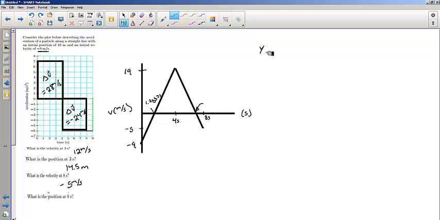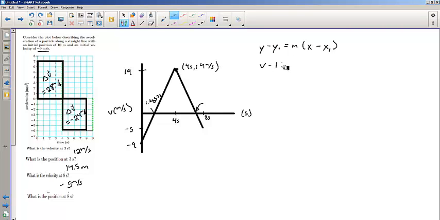Instead, we want to think in terms of another formula for a line. I'm sorry, this is point slope. The previous was slope intercept. So we want to think in terms of point slope, so we can calculate this line. Our y is v. Let's pick any coordinate on this line. I'll go ahead and pick the coordinate 4 seconds, 19 meters per second.